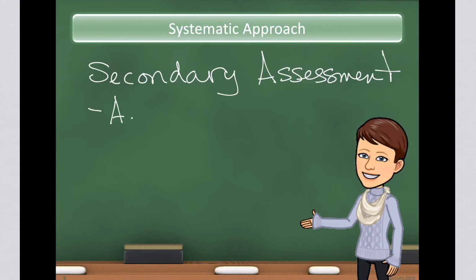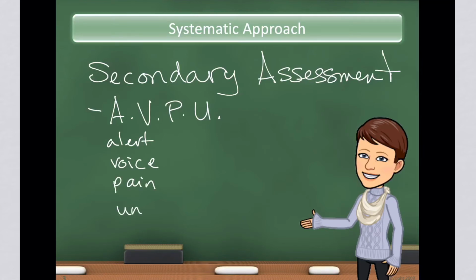So for example, AVPU. That's alert, alert to voice, alert to pain, or unconscious. So the AVPU assessment is used to determine how down or decreased your patient is. Hopefully, right now, you and I are all A for alert. We're wide awake, we're interacting with our surroundings, we understand things that are going on.